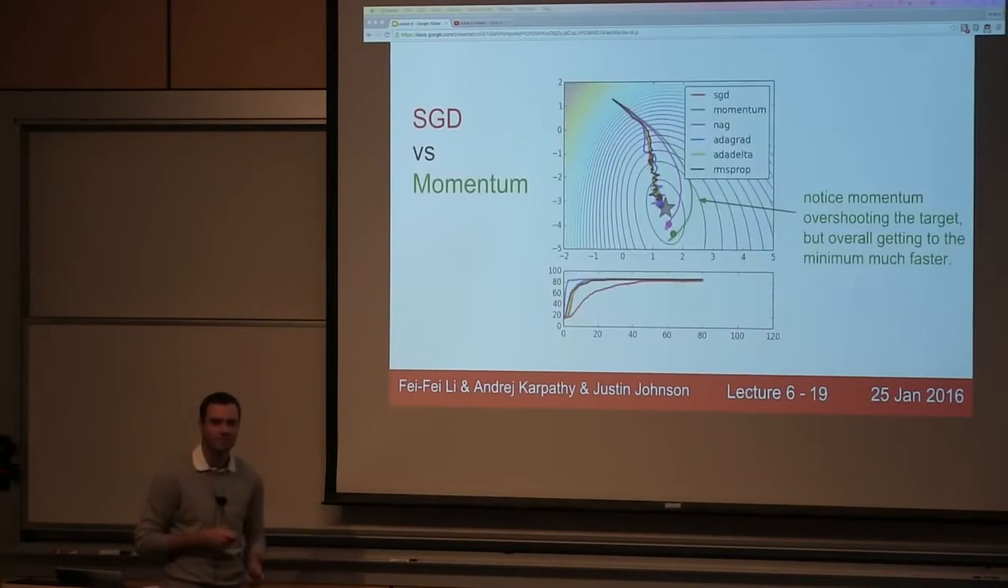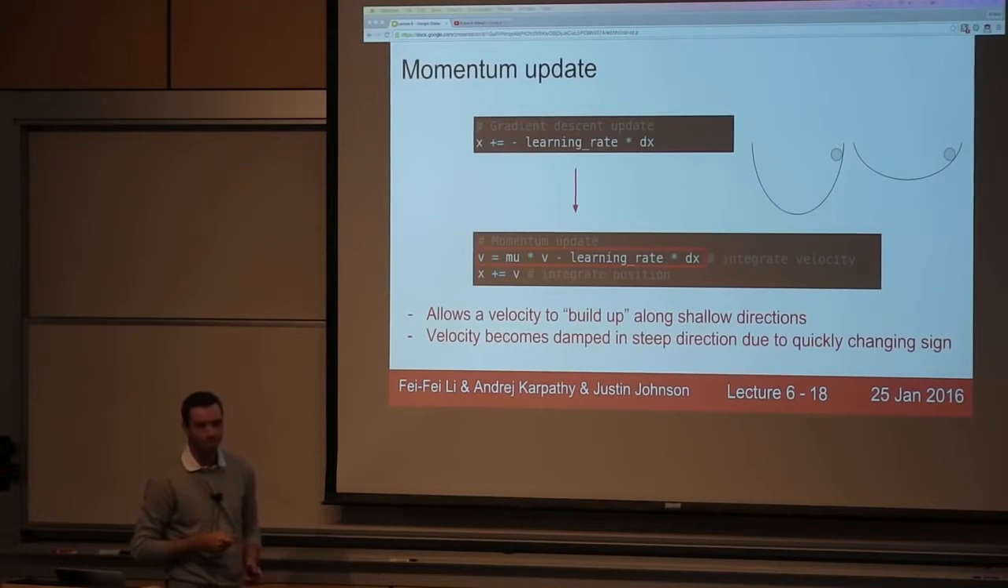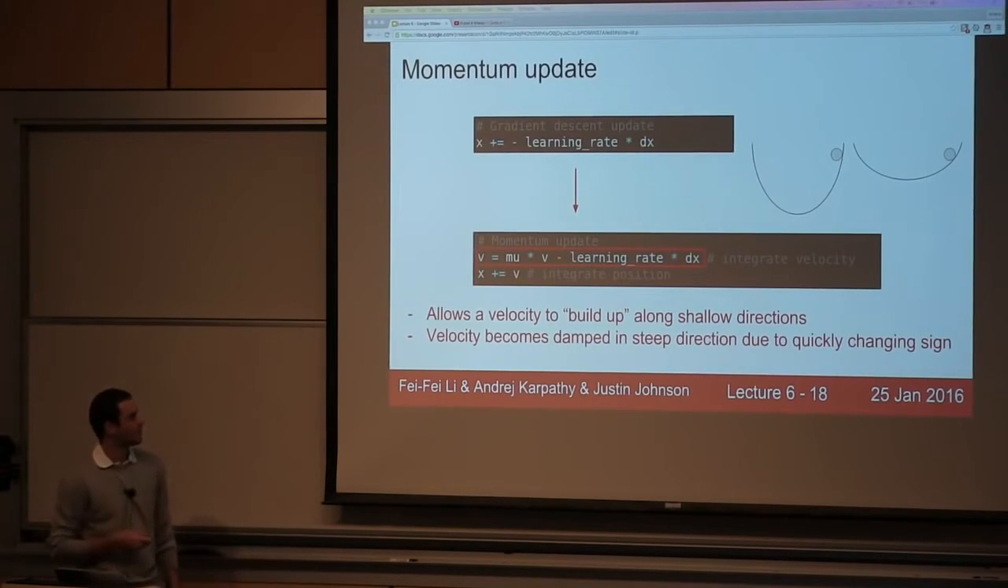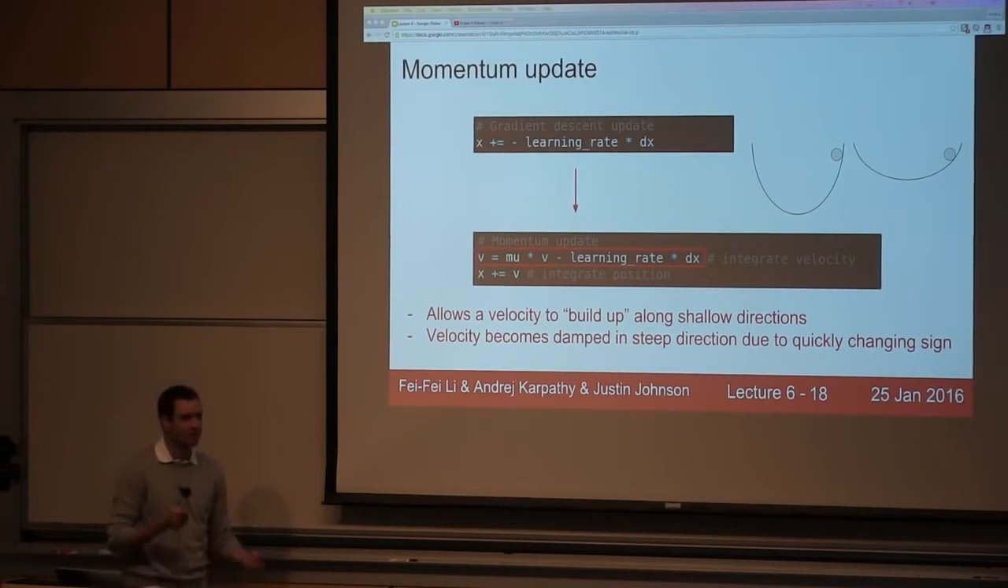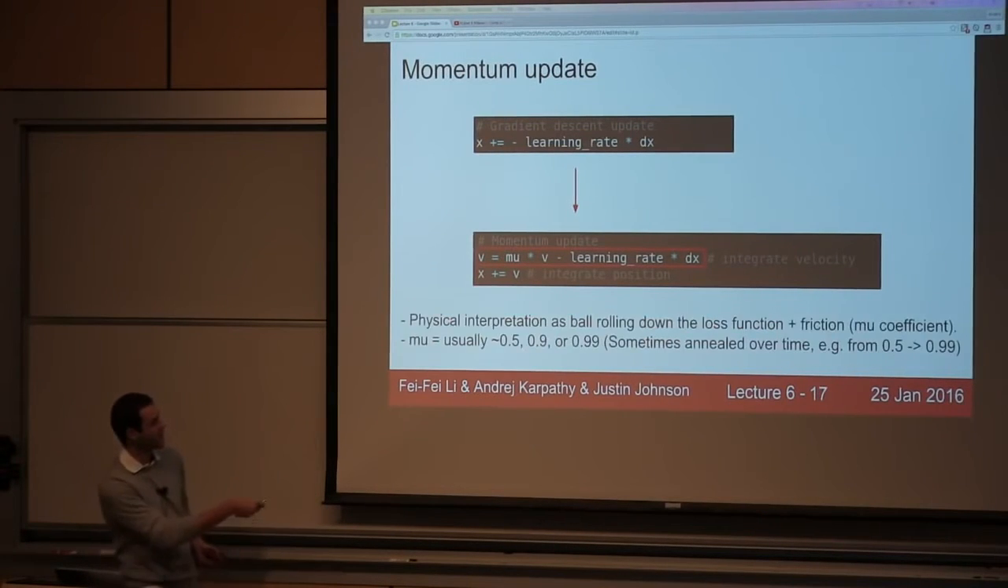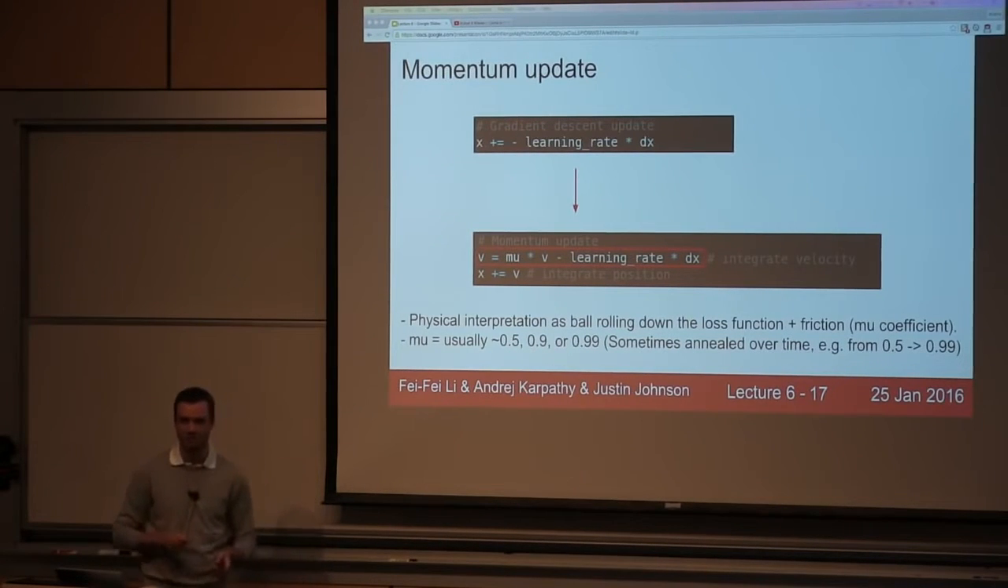Go ahead. Do you typically use one mu for everything, or do you have a different mu for each layer? Yeah, thank you for asking. So do we use a single mu? Usually we do. That's a single hyperparameter. And usually it takes some values of roughly 0.5 or 0.9. People sometimes, this is not super common, anneal from 0.5 to 0.99 slowly over time. But it's just a single number.